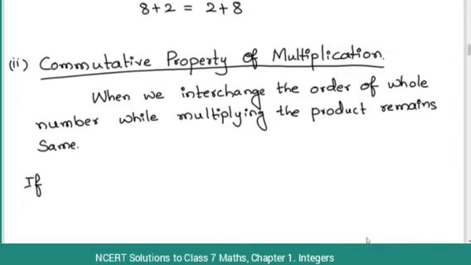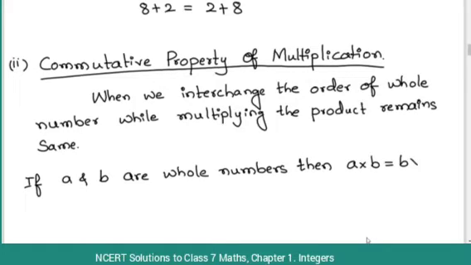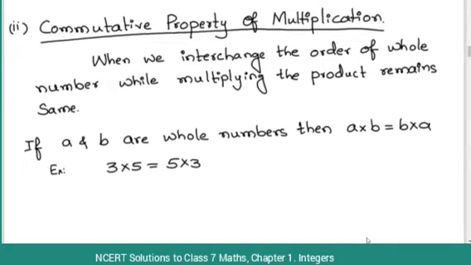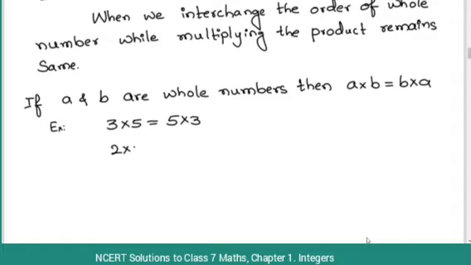If A and B are whole numbers or integers, then A into B is equal to B into A. We will take some examples. 3 into 5 is equal to 5 into 3. So both values are same. 3 into 5 is 15, 5 into 3 is also 15. 2 into 3 is equal to 3 into 2. And 8 into 6 is equal to 6 into 8. So this is the commutative property of multiplication.